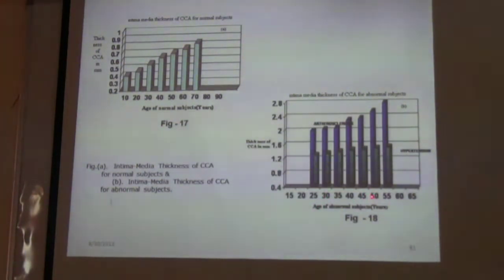At the age of 50, you see the thickness. For a hypertension patient, it's more than 1.2. For an atherosclerosis patient, more than 2.4. So it shows that the evaluated data is supported, and tells that a patient having thickness of more than 1 mm might be an abnormal patient.